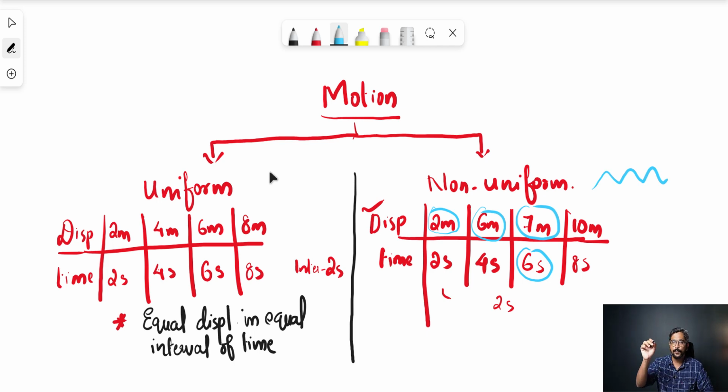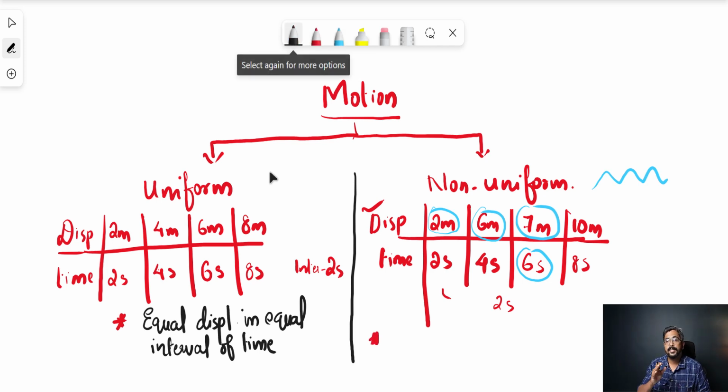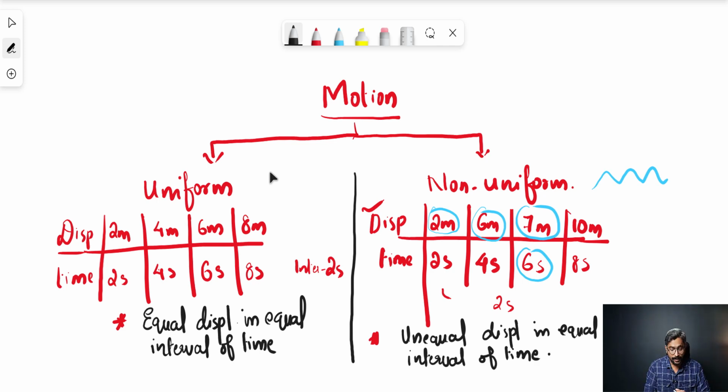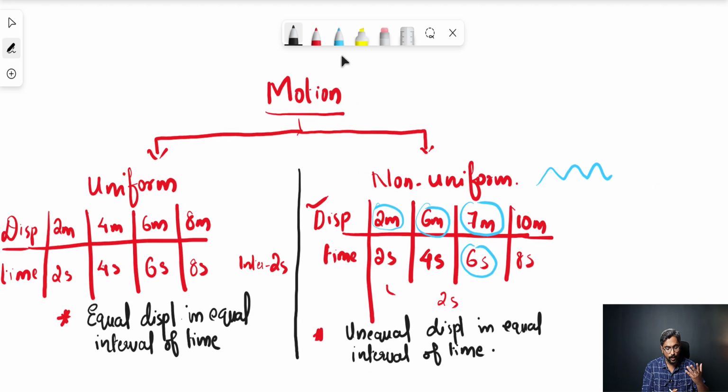That means there is a variation. There is no uniformity in the change in displacement in equal intervals of time. Then we can say such type of movement or motion is known as non-uniform motion. So a non-uniform motion is defined as when a body is moving with unequal displacement in equal intervals of time.